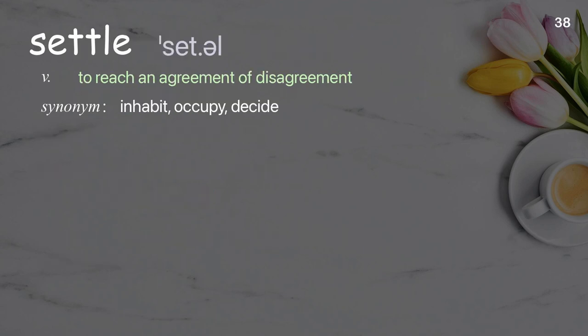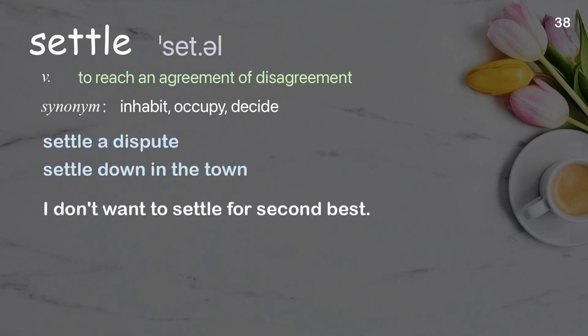Settle: to reach an agreement of disagreement. Examples: settle a dispute, settle down in the town. I don't want to settle for second best.